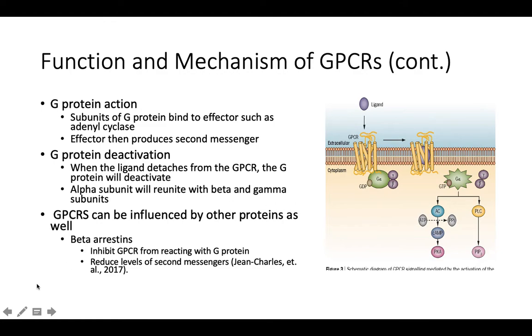Another important thing to note is that G proteins and G protein coupled receptors are not the only ones that interact with each other. There's another important family of proteins known as beta arrestins. And similar to what their name sounds like, they're going to inhibit the GPCR, or the G protein coupled receptor, from reacting with the G protein. And that's going to reduce levels of second messengers.